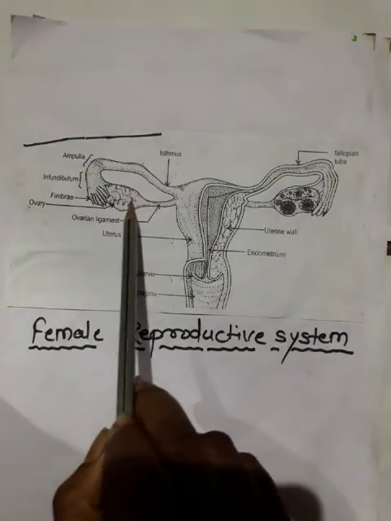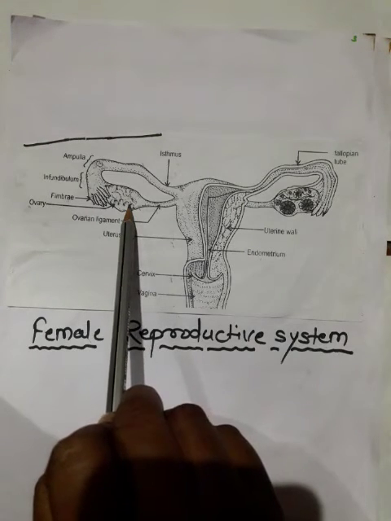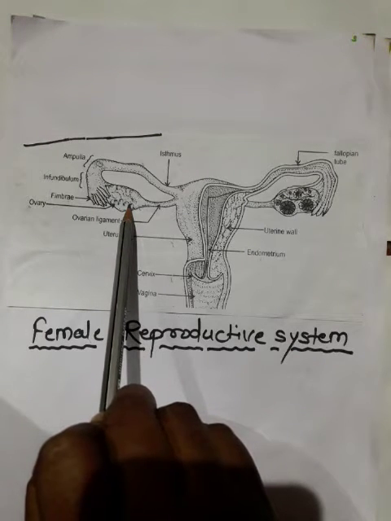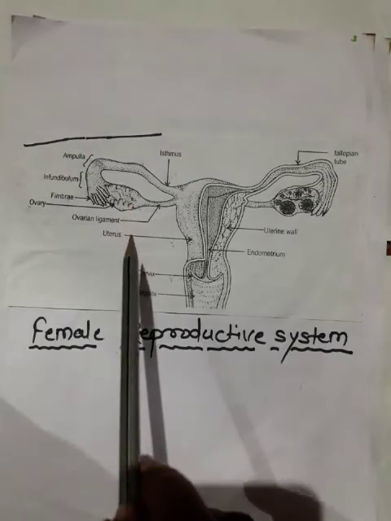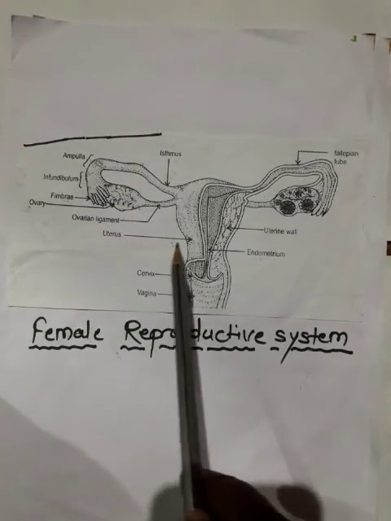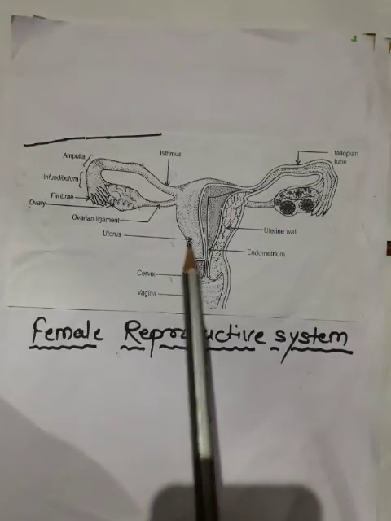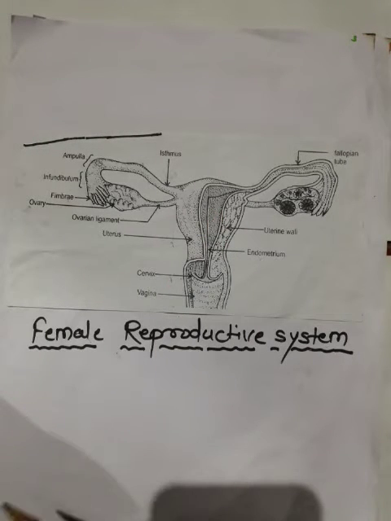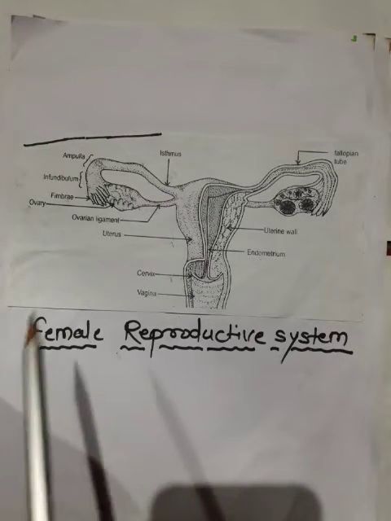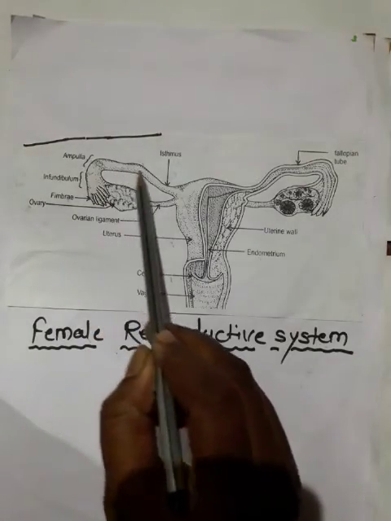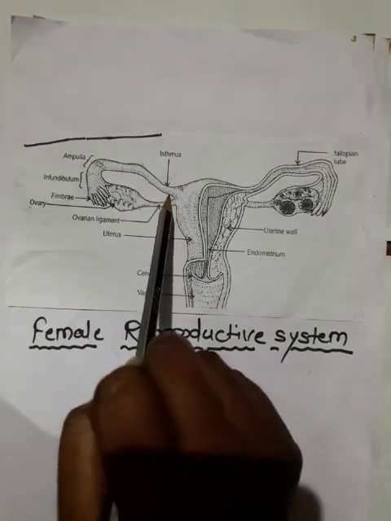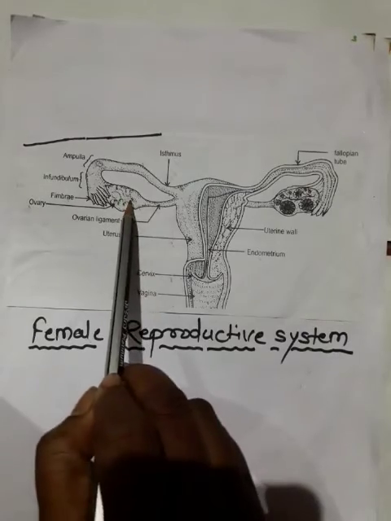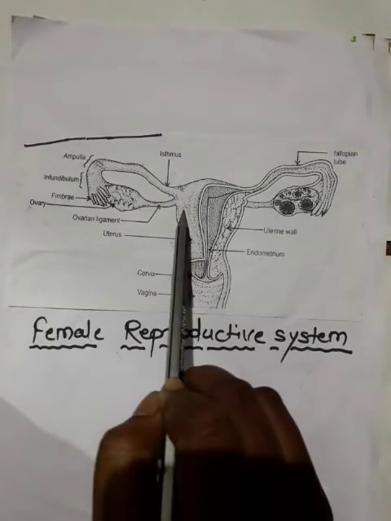Function. Ovaries produce eggs by the process of oogenesis. Second function, they secrete female sex hormones, that is progesterone and estrogen, which control secondary sexual characters in female. Now, second structure, fallopian tubes. These are two long tubes extending from the ovary up to the uterus.